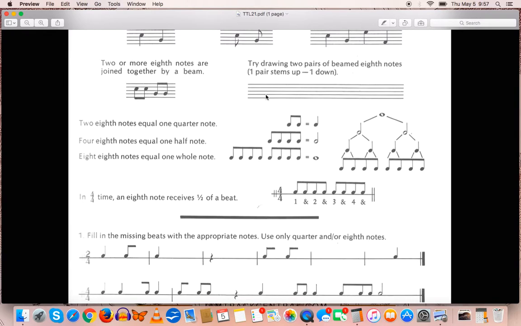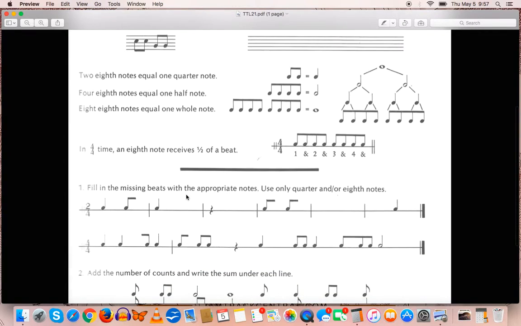Okay, so here's two eighth notes equal one quarter note. This is kind of the same thing. It's a different way of organizing the information. Okay, so you see that 8/8 equal one whole. Okay, once again, it's a fraction. Okay, moving on. In 4/4 time, an eighth note receives half of a beat. Okay, so in 4/4 time, one beat is one quarter note. So each eighth note is going to get half a beat.